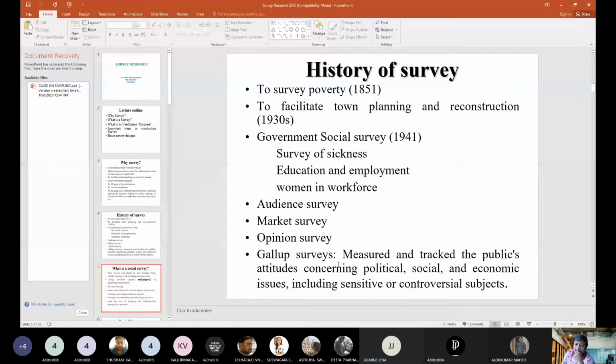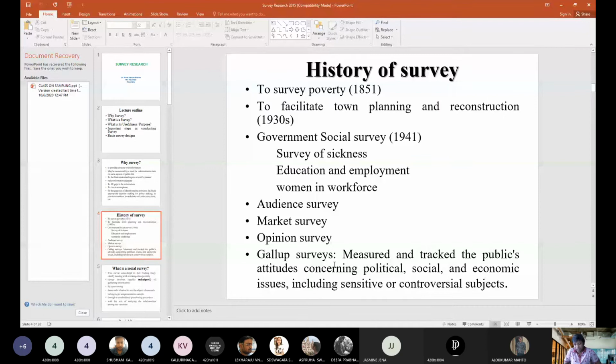Okay. So what I am telling you, a Gallup survey is similar to an opinion survey also. Here we are measuring and tracking the public's attitude towards political attitudes, social attitudes, and economic issues, including very sensitive and controversial subjects. So we measure and track the public attitude.